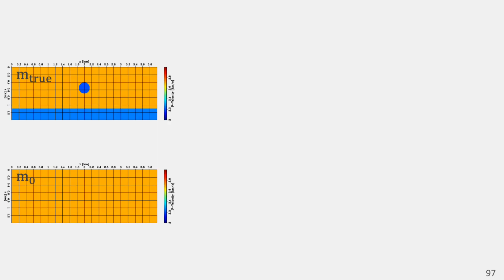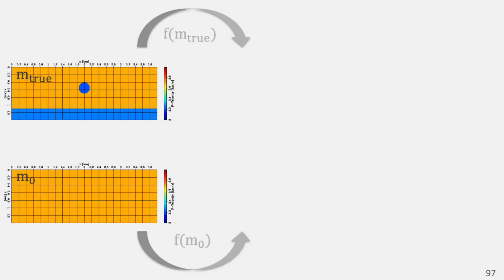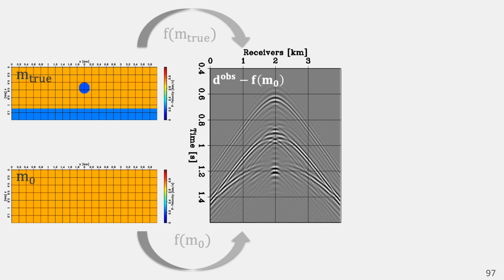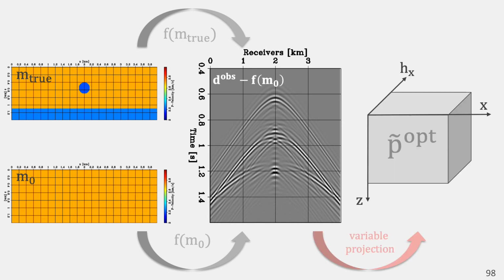Here we're going to guide you through the first step of FWIME. We begin by computing the difference between our observed data, f of m true, and our initially predicted data, f of m0. The difference is shown here in the middle panel. We can identify some events corresponding to the reflections from the top and the bottom of the anomaly, as well as from the horizontal interface. We can also see some triplications due to the distortion of the wavefield as it passes through the low velocity anomaly. The next step is to compute the optimal extended perturbation, p tilde opt, by conducting the variable projection step.